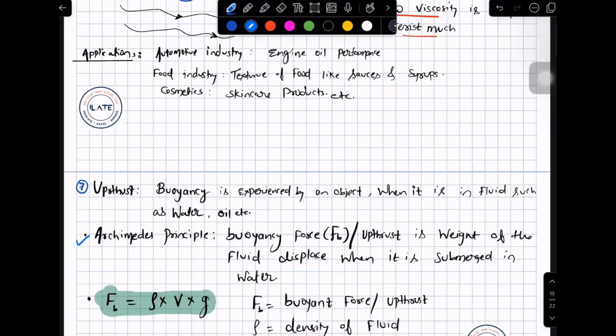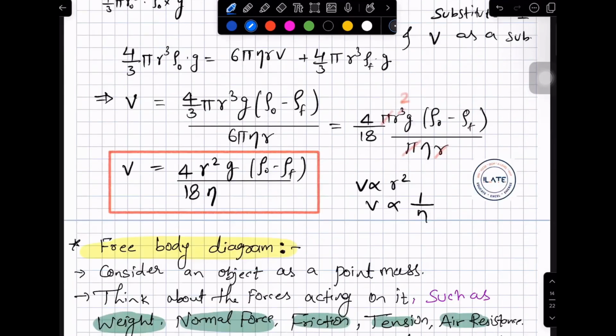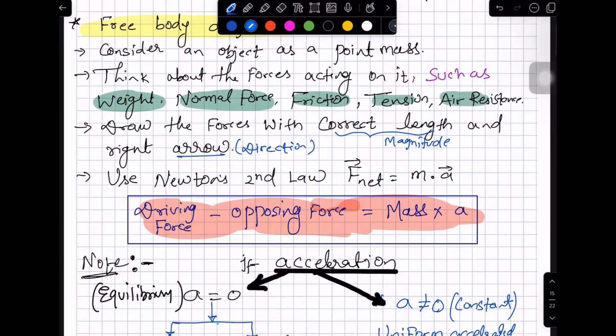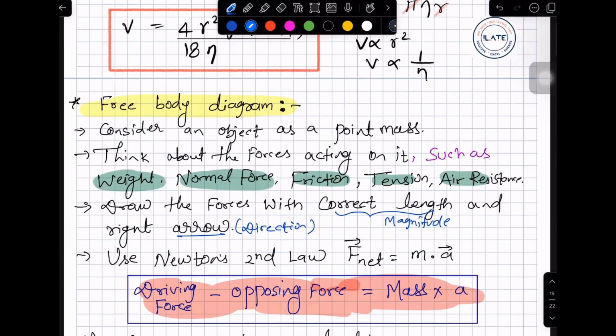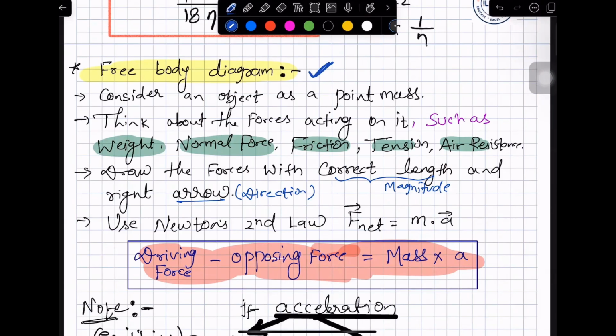So here, when we know that several forces are acting on a complex object, we take one object at a time to describe what forces are acting on it. In order to draw the free body diagram, you always take the object to be a point mass. Then think about the possible forces acting on it.